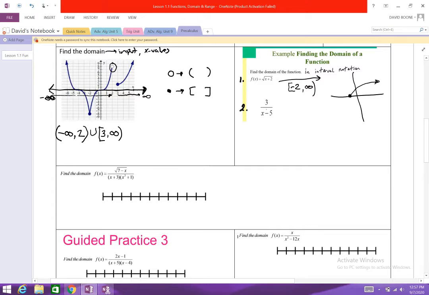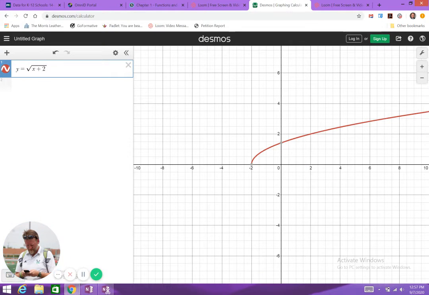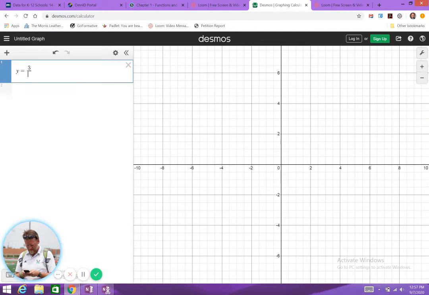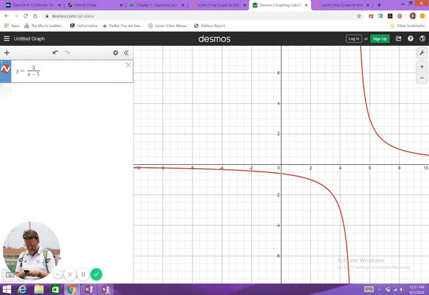Now do the same thing with this expression, writing it as an equation in Desmos. I can backtrack here, and that was 3 divided by, and then on the bottom I'll type in x minus 5, and we can see what that graph looks like. You might remember this as a hyperbola with 2 branches right here. It has a vertical asymptote at 5, and also a horizontal asymptote at y equals 0.